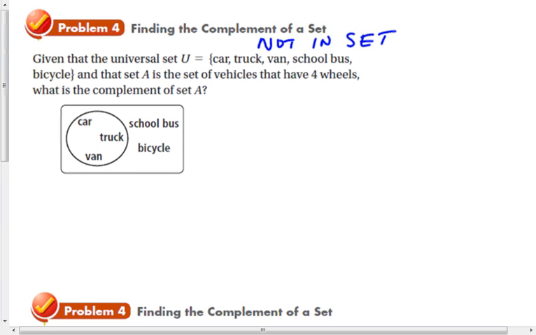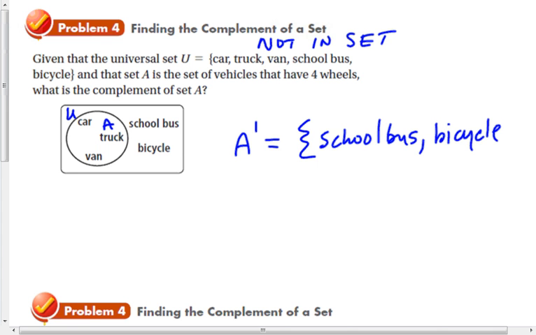So here we have our whole set, all these vehicles: the car, the truck, the van, the school bus, and the bicycle. That's everything. And our set A is the car, the truck, and the van. The complement of A, and we designate that by putting a little prime mark there, so we call it A prime, represents everything that's in the universal set but not in A. So that would be the school bus and the bicycle. That's the complement of A. All right, you try that.